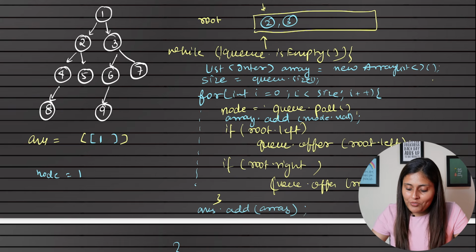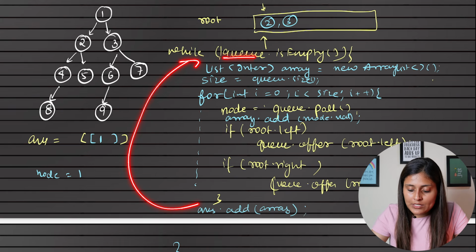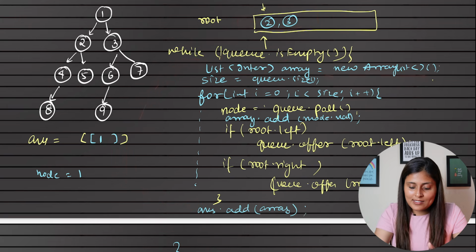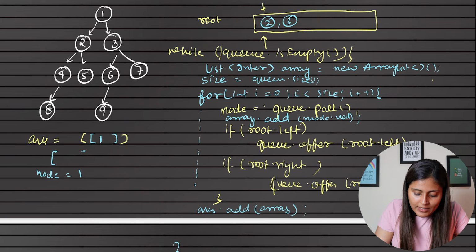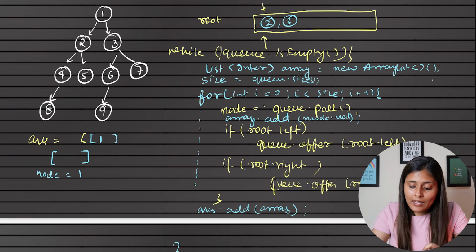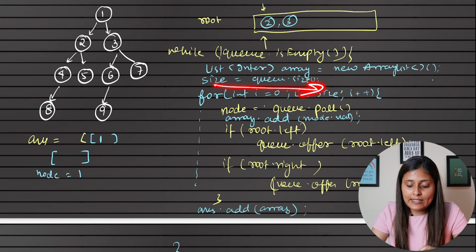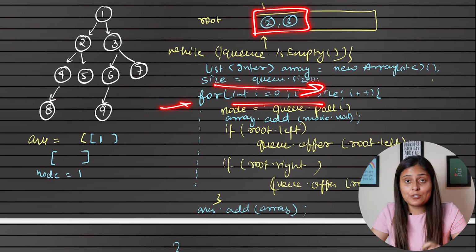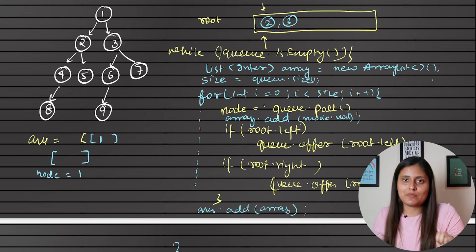That's it. Now what will happen? Again we'll go here. Is the queue not empty? Yes, it's not empty. First we'll create a new array list. So now a new array list will get created. Done. Now what will happen? Again we'll calculate the size. Size is 2. This time the for loop will run for 2 times.